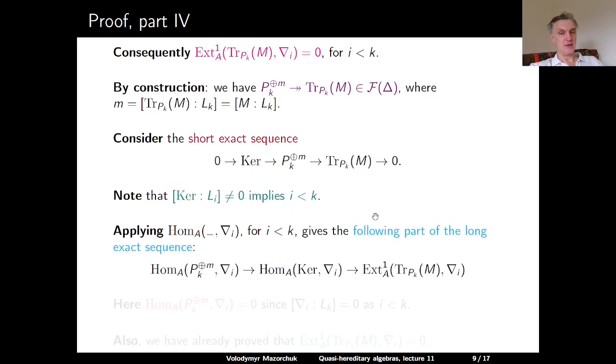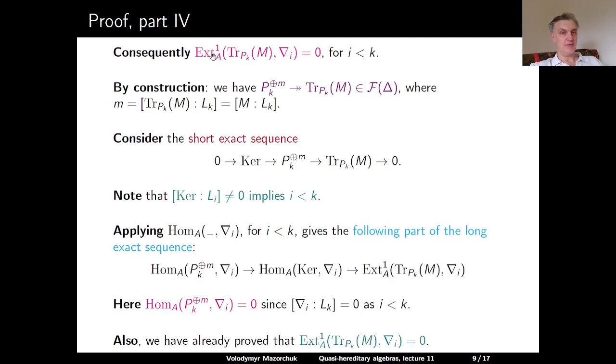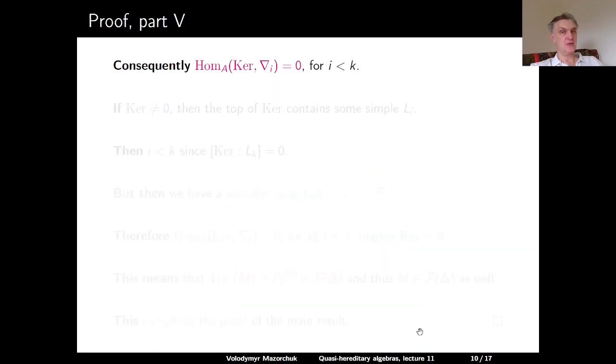Great. So now we apply to the short exact sequence the same functor as before, Hom over A into nabla I, where I is smaller than k. Again, we get a long exact sequence, and in that long exact sequence we have the following part. So we have Hom over A from Pk, m times, into nabla I. This goes into the Hom from ker to nabla I, and this goes into the Ext1 from our trace to nabla I. Any top constituent of Pk is Lk, and there are no Lk's in nabla I, which means that the left term here is 0. Above, we established that the right term is also 0, which means that the middle term is 0.